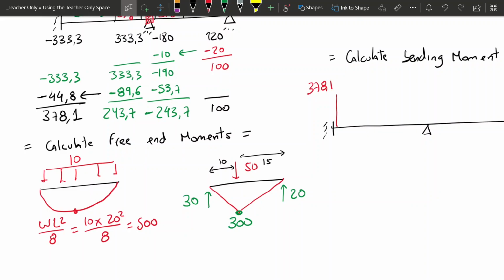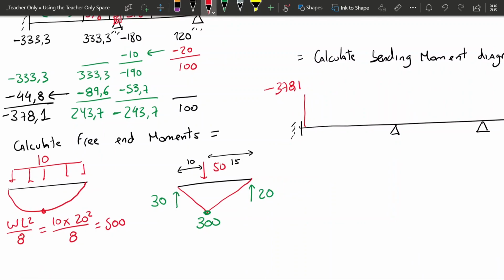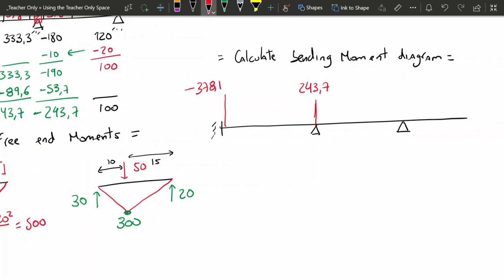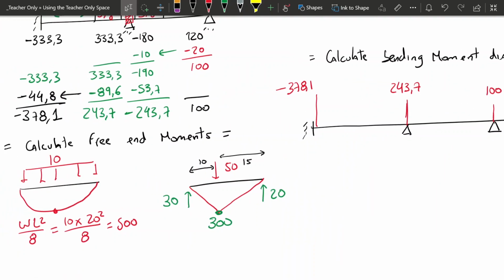Here you can see that there's a little mistake on the balancing table. There's a minus sign missing there. And because it's the left, we don't change the sign, so we stay with the minus. And here 243.7, on the right we change the sign, and we can see from the other one that it should be negative, so minus 243.7. And we know here on the right side plus 100, we need to change it to minus 100. So tension on the top side. So these are our moments from the balancing table.